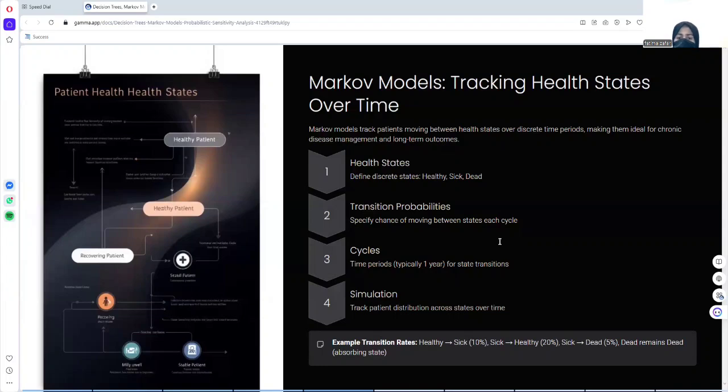For example, transition rates: healthy into sick 10%, sick into healthy 20%, sick into dead 5%, and dead remains dead, an absorbing state. So this is just a transition from one state to another. We are moving from one state to another. So this is called a transition state, basically.